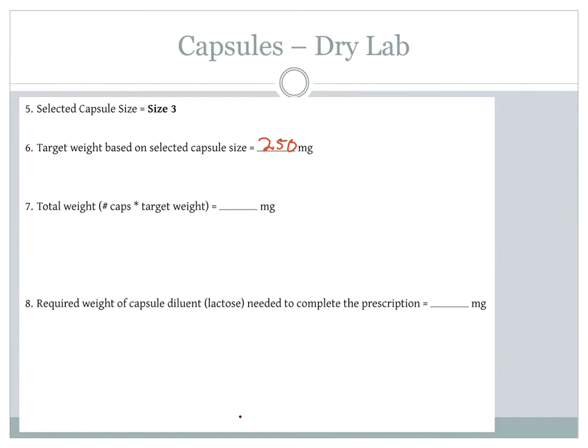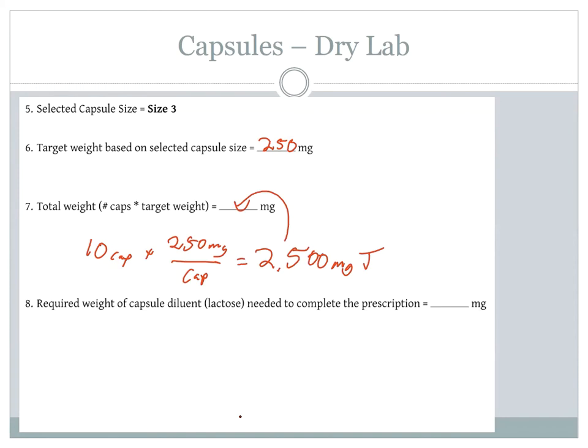So step 7 here, back up 1 second. If we were just putting powder in those capsules, each capsule would have 250 milligrams of powder. How much total powder do I need if I'm going to make 10 capsules? If I have 10 capsules and each weighs 250 milligrams, how much powder would I need? Well, just take your 10 capsules times your 250 milligrams per capsule, since that's our target weight. Would you agree it's pretty straightforward? We would need 2,500 milligrams total. I'm going to put a T there for total. That's the total weight of powder I would need to fill 10 capsules to 250 milligrams.